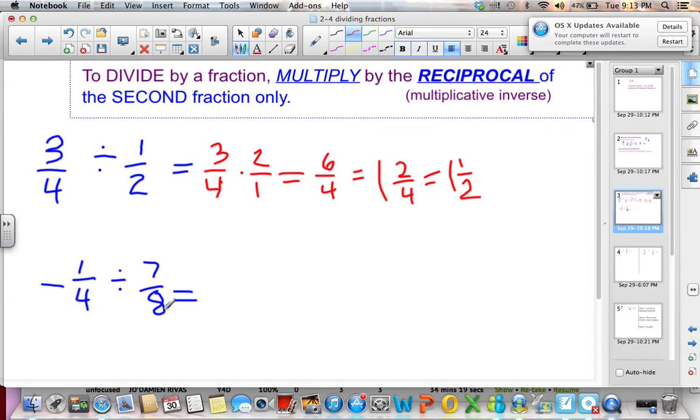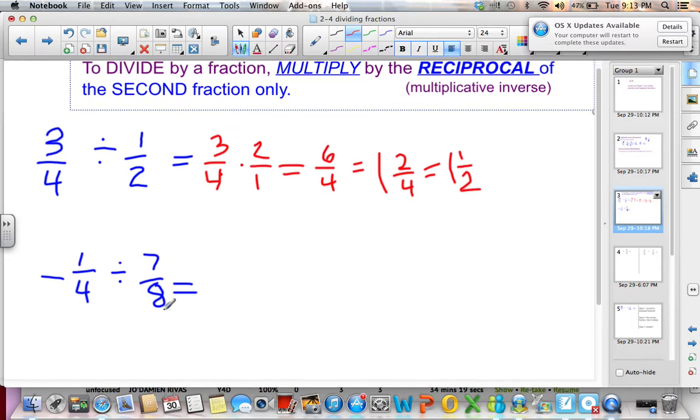Negative 1/4 divided by negative 7/8, or divided by positive 7/8, sorry. So I keep my first fraction exactly the same. And if it helps you to put your negative sign up with your numerator, that's totally fine. Change my division to a multiplication. Flip my second fraction around. So negative 1 times 8 is negative 8. 7 times 4 is 28.